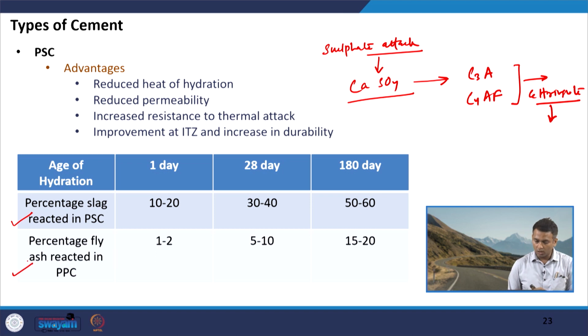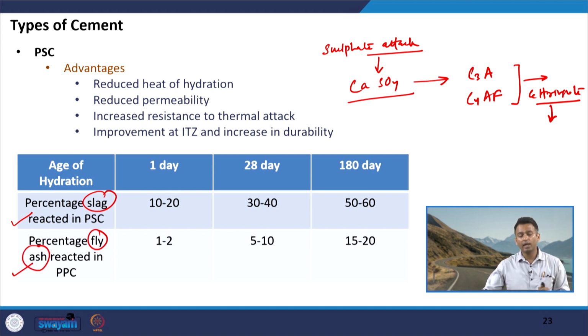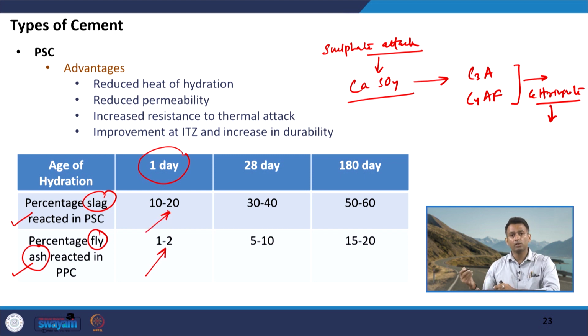Okay. So, this is just a comparison between Portland slag cement and Portland pozzolana cement, showing how the slag and fly ash in both these cements react with time. In the initial period in case of fly ash, the amount of fly ash that has reacted is less, only 1 to 2%, whereas in the initial stage Portland slag cement reacts at a relatively faster rate, and therefore the production of cementing gel will also be high.